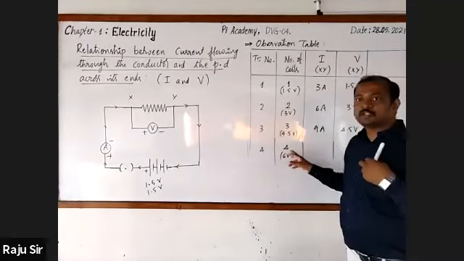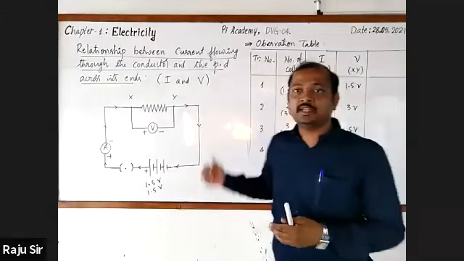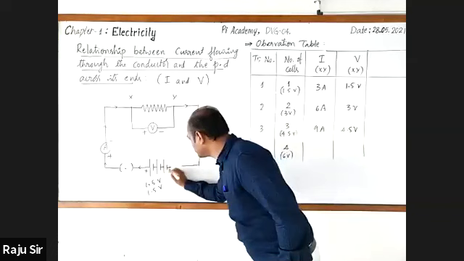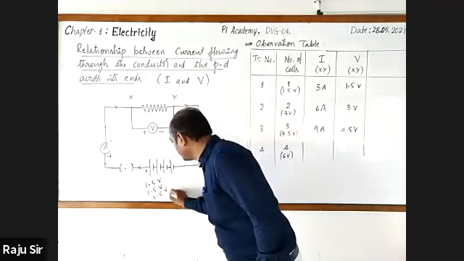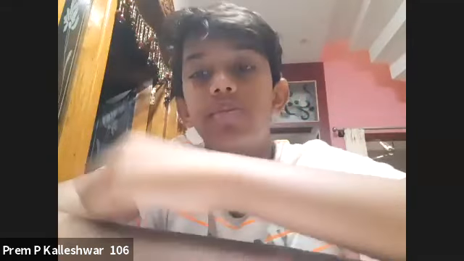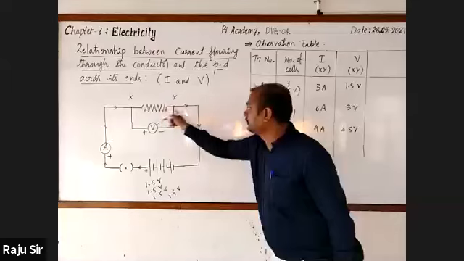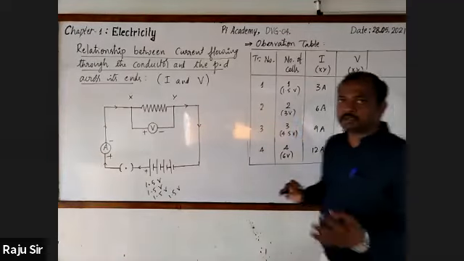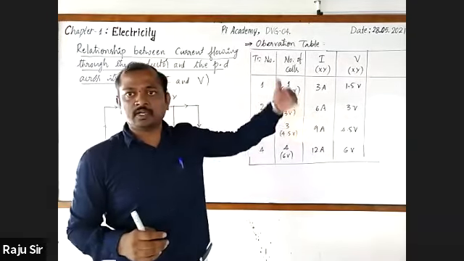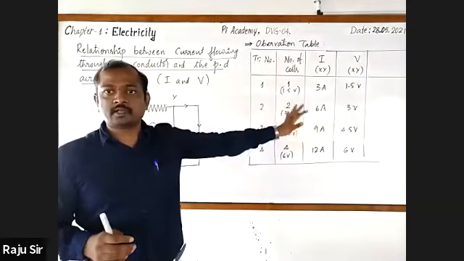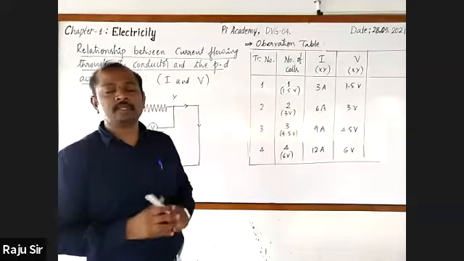Now, if 4 cells are used, without observing the ammeter you can tell: 12 amps. Now 4 cells are used, each 1.5 volts, total 6 volts, and the ammeter reading is 12 amps. When you conduct the activity practically, you may get different values, so you should do the calculation according to those values. Here, only for the sake of understanding, I've taken some simple numbers.